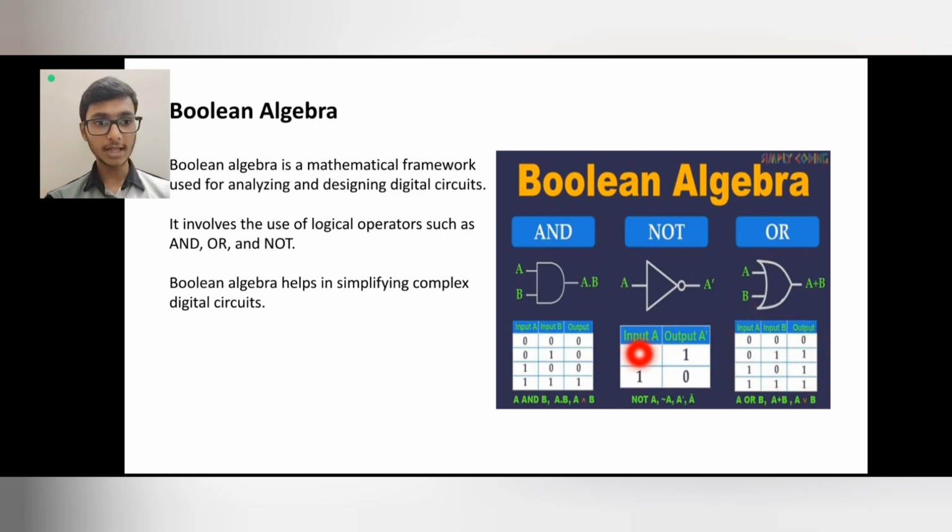The NOT gate is nothing but the complement of the buffer gate. So when input is 0, the output will be 1. When input is 1, the output will be 0. So this AND gate, NOT gate and OR gate can be represented in the form of Boolean algebra as A dot B for AND gate, A dash (A complement) for NOT gate, and A plus B for OR gate. So this is how these gates are represented in Boolean algebra.